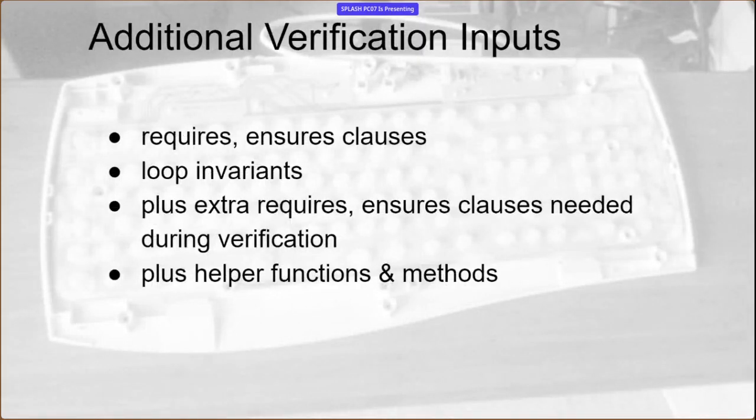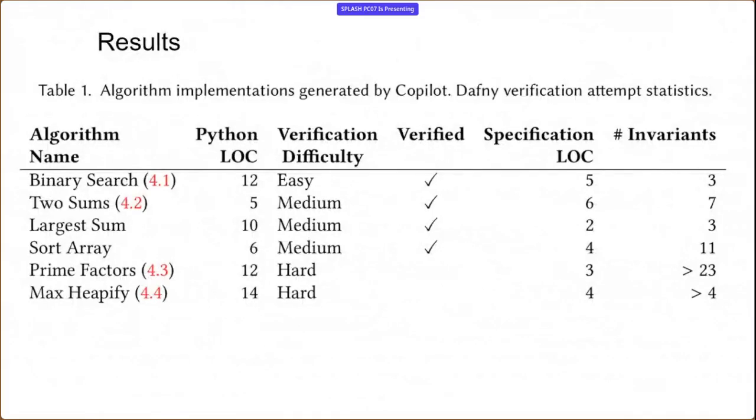So requires, ensures, and loop invariants are the things that are hard when you're doing Dafny. And then we added extra requires and ensures clauses as needed during verification. The requires and ensures clauses that we show are going to use extra predicates, and so we provided those as well. And so this is the results.